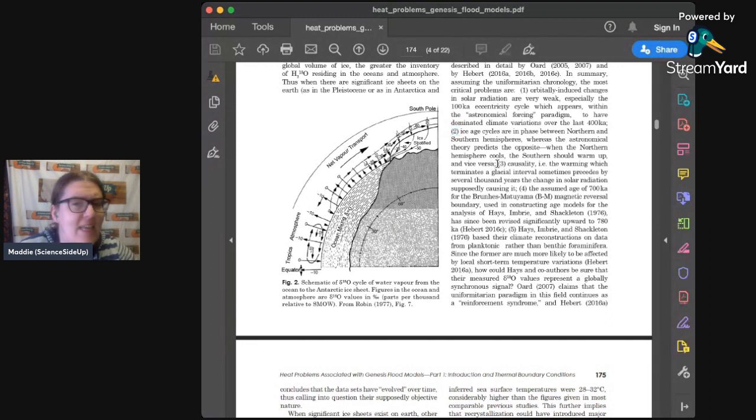I would need to see the data on this causality. The warming which terminates a glacial interval sometimes proceeds by several thousand years the change in solar radiation supposedly causing it. Again, I want to see that.